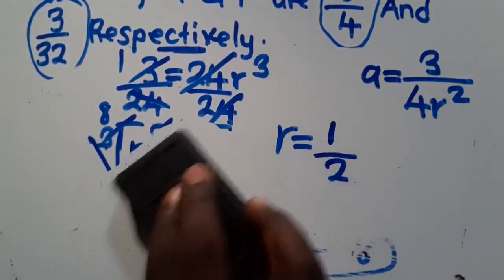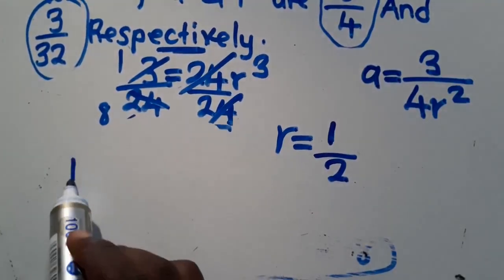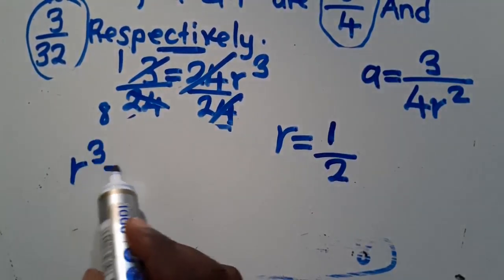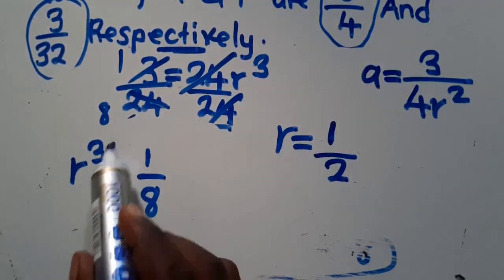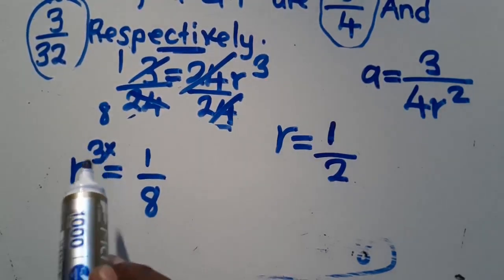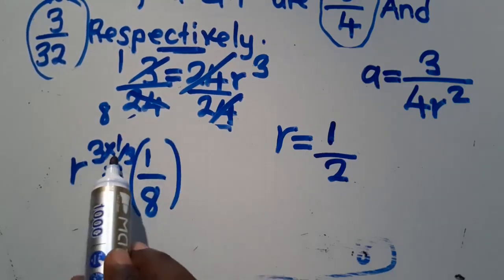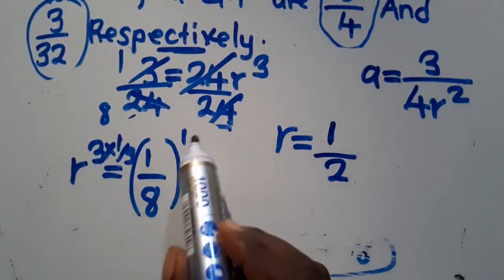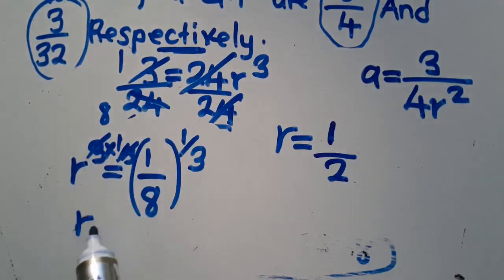If you don't want to go this way, there is also a simpler way where you say r power 3 is equal to 1 over 8. So you want to cancel that, you multiply by the reciprocal of that. So what is the reciprocal of 3? It is 1 over 3. You put these in brackets, you multiply with 1 over 3. Even here you put 1 over 3. So there, this 3 and that 3 will be cancelled. You remain with r power 1, 1 we don't indicate, which is equal to.